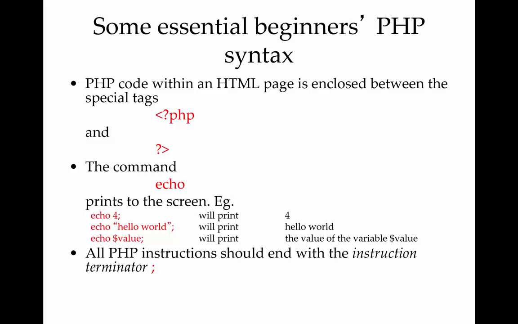So we can here say, this is the start of PHP, we can put some commands in. A typical command here is echo. Echo will print something on the screen. So here echo 4 will print the number 4. Echo hello world will print hello world. We put it in quotes because it's a string, which means it's text. We can store values in variables. They start with a $ sign.